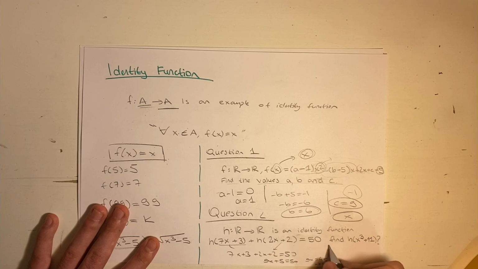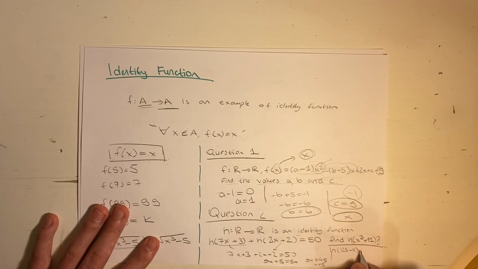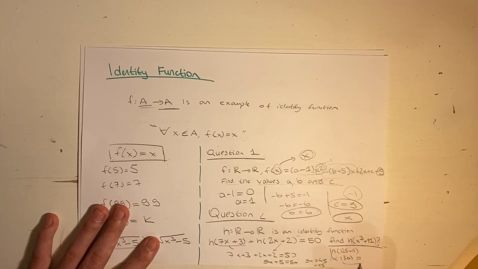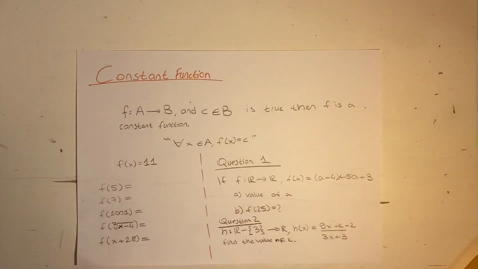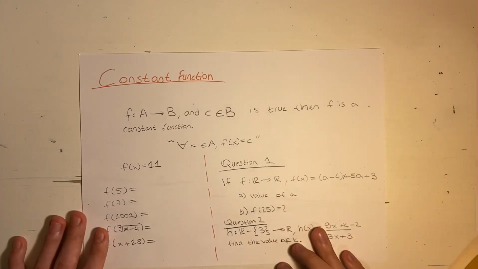Okay, so we are trying to find this. H is equal to 5 cubed is 125 plus 11, which would be 136. As it is an identity function, the value inside is equal to the value outside the range. So this is the identity function. Let's move on. Constant function.